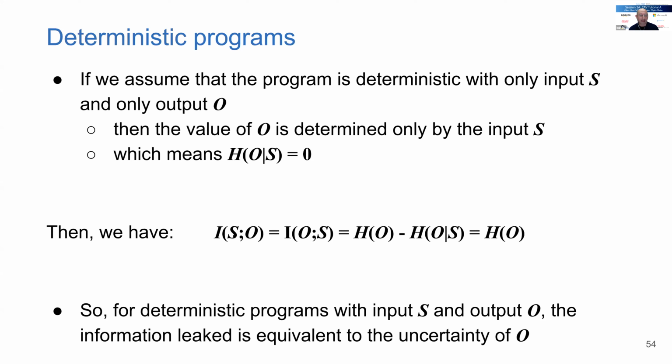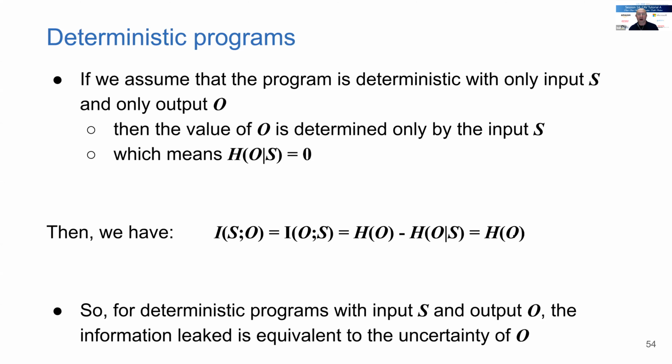Now I told you that mutual information was symmetric. With a little manipulation of this formula, the mutual information leaked can also be written as the initial uncertainty about the observable minus the conditional entropy. And since this term is 0 here, the conditional entropy given the secret, the uncertainty about the output, is 0 if it's deterministic. Therefore, for deterministic programs where the secret is the only input, the information leak is exactly the entropy of the output. The entropy of the output gives you the information leakage.